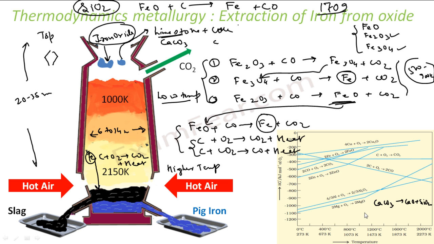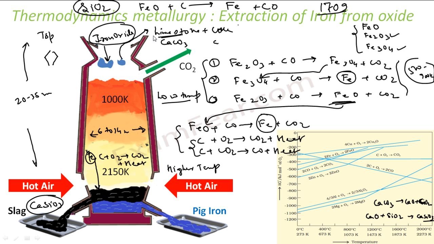and this calcium oxide will react with my SiO2, that is my impurity, to form a slag, CaSiO3, and this slag is lighter than iron. So actually this slag floats over this pig iron, and this slag is collected here, and pig iron is collected here. So that is a typical reaction we have, right?